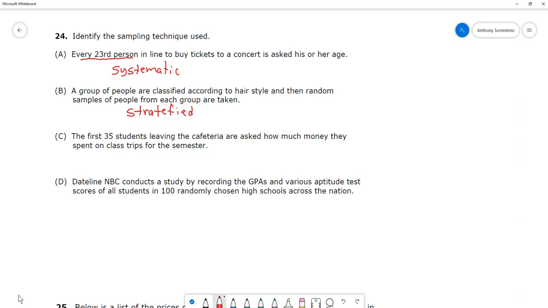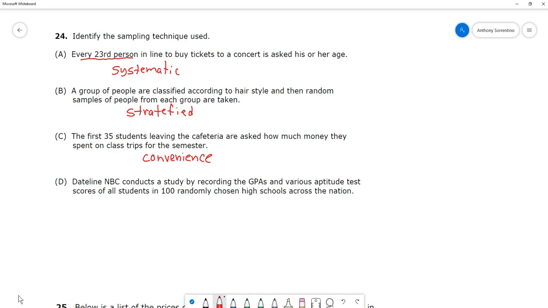If I took only certain groups into my study, a certain number from selected groups, not all the groups, but just a select number of groups, then that would be more of a cluster. The first 35 students leaving the cafeteria are asked how much money they spent on class trips for the semester. So it's just basically, hey, I'm just going to do a study and see what's around me. It's convenience, which, if you're setting up any kind of study, you really shouldn't use that kind of sampling.